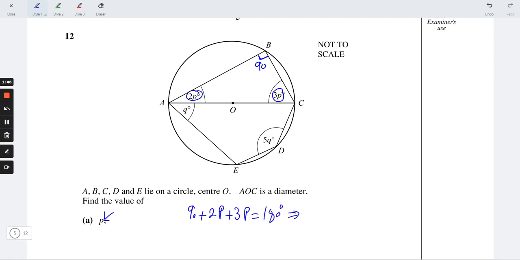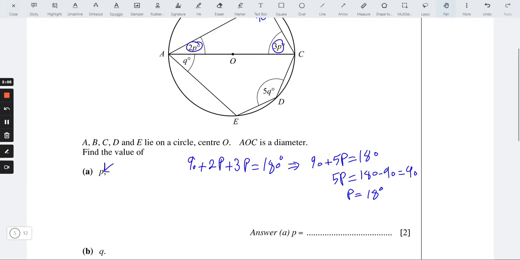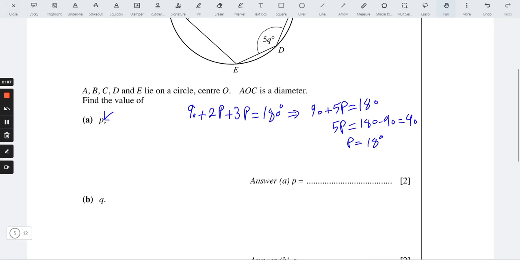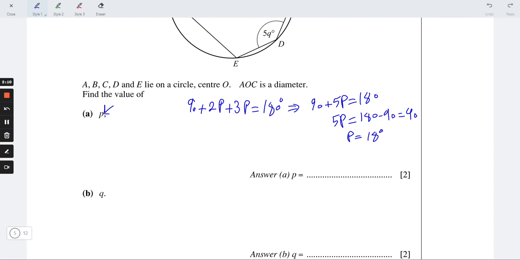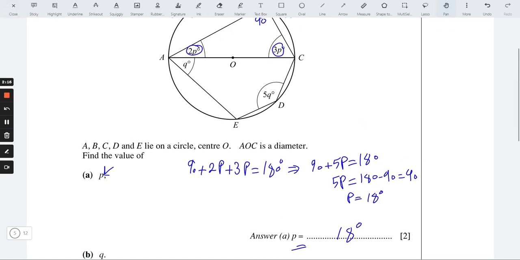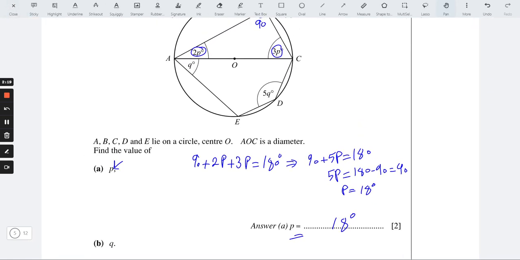Well, this will give us 90 degrees plus 5P equal 180. Now 5P will give us 180 minus 90 degrees, which is 90 degrees. So P here equals 18 degrees. So we'll write down here 18 degrees, sorry. Now they need from us to find the angle Q, the value Q.